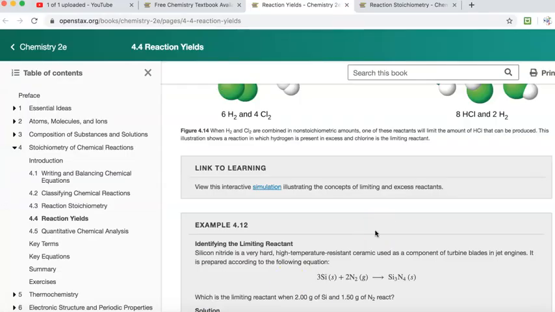Okay, so that brings us to example 4.12. Here we're given a balanced chemical equation. They say silicon nitride is a very hard, high temperature resistant ceramic used as a component of turbine blades in jet engines. It is prepared according to the following equation. Which is the limiting reactant when we're starting out with 2 grams of silicon and 1.5 grams of N2?